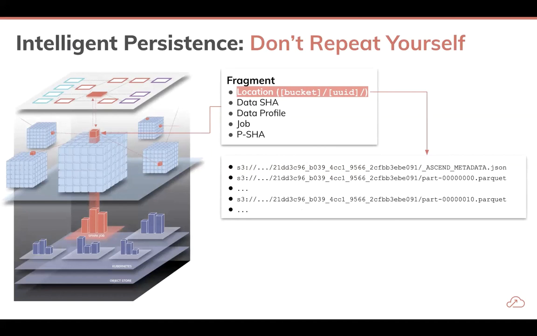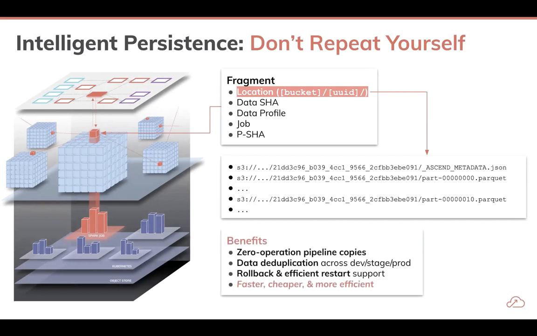So if you remember from our previous diagram, one of the other things we do track about a fragment is the location. And that's because we'll actually store that data itself inside of S3 or Azure Blob Store or Google Cloud Storage. And we'll store these as snappy compressed Parquet files. And this actually gives us a handful of really interesting benefits when we start to apply some more intelligence to this.